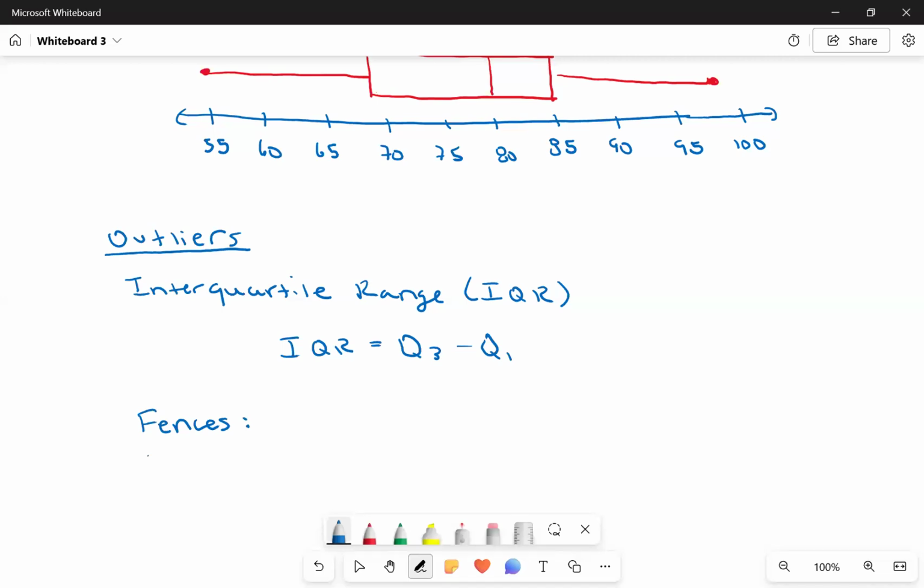There are 2 fences. One's called the lower fence and one's called the upper fence. I'll write out lower fence in a second, so you know that's what LF represents. LF equals Q1 minus 1.5 times IQR. And the upper fence represents Q3 plus 1.5 times IQR.